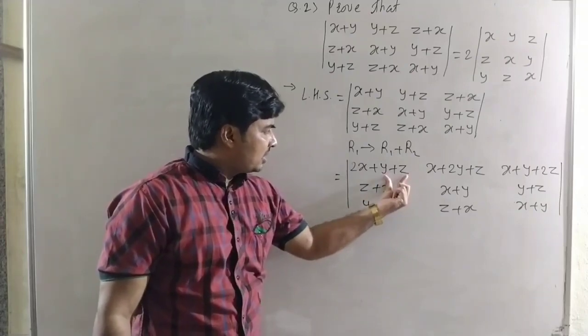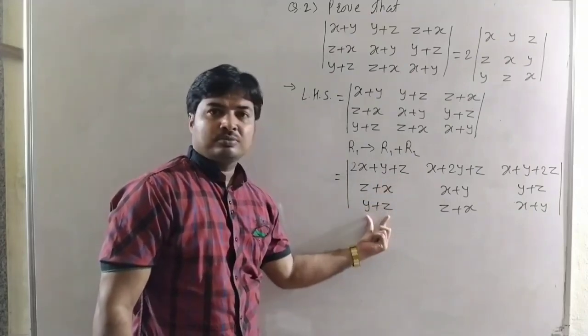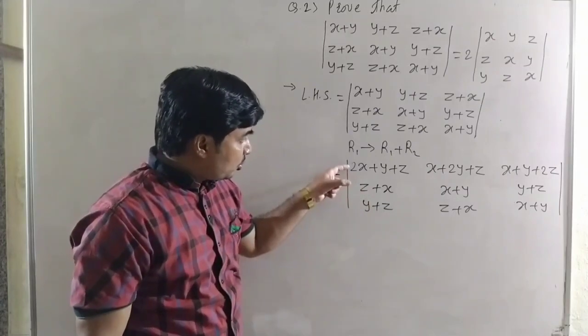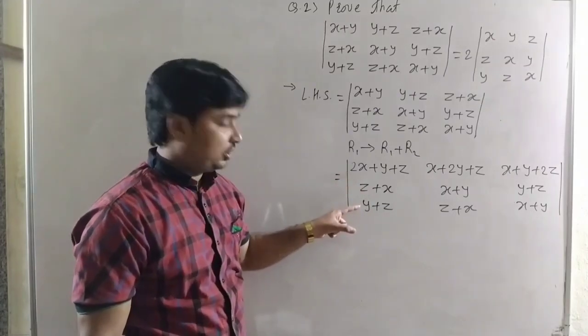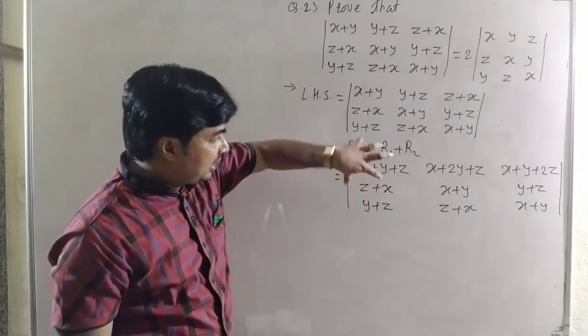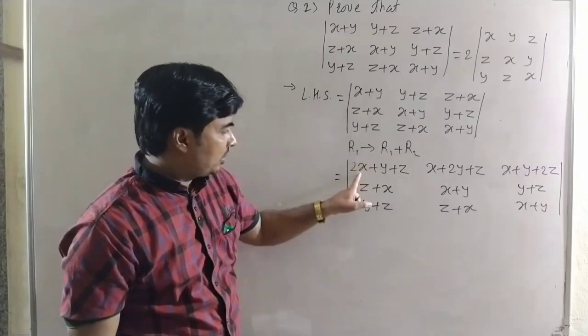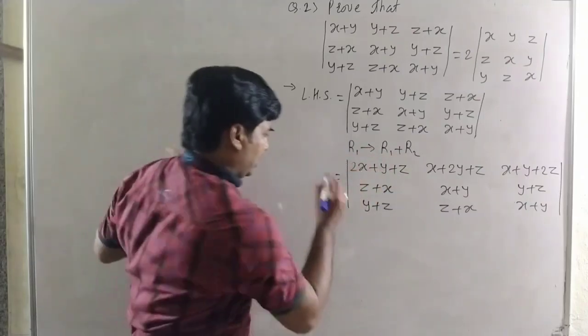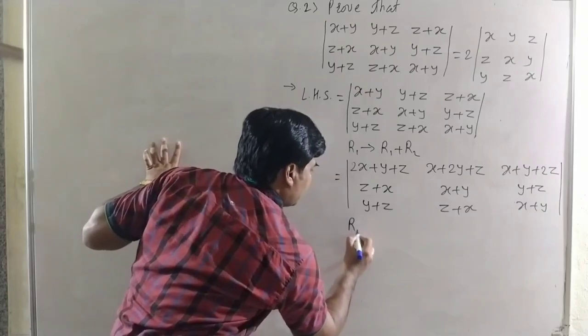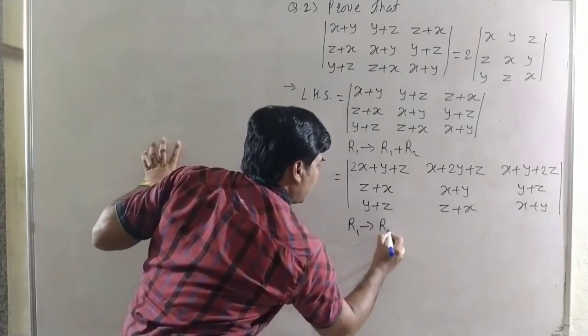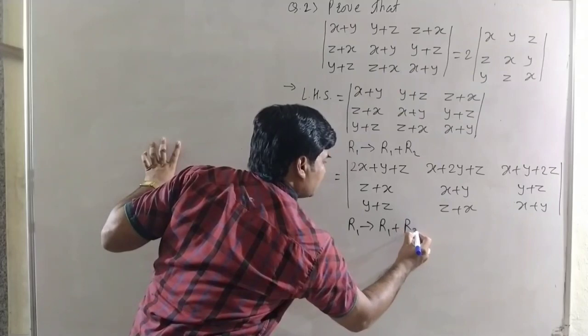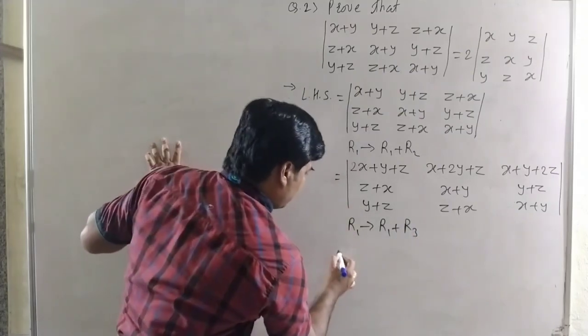Here, y plus z, see carefully, it is y plus z. We are adding again row 1 and row 3. Now, we are adding in this determinant row 1 and row 3. Okay. Now, R1 replaced by R1 plus R3. Okay, see carefully. R1 replaced by R1 plus R3.